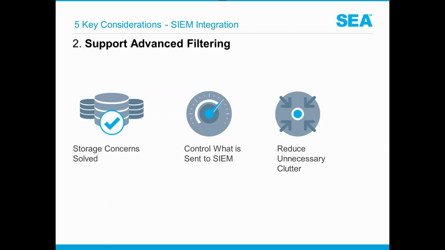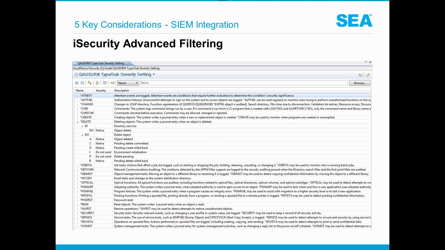In addition, the capability to omit activities performed by trusted applications or users ensures that the critical events are not masked by useless clutter. This helps maintain reporting efficiency. The main idea is to have the more important event logs forwarded to the SIEM. SEA's iSecurity tools do support such an advanced filtering technique.